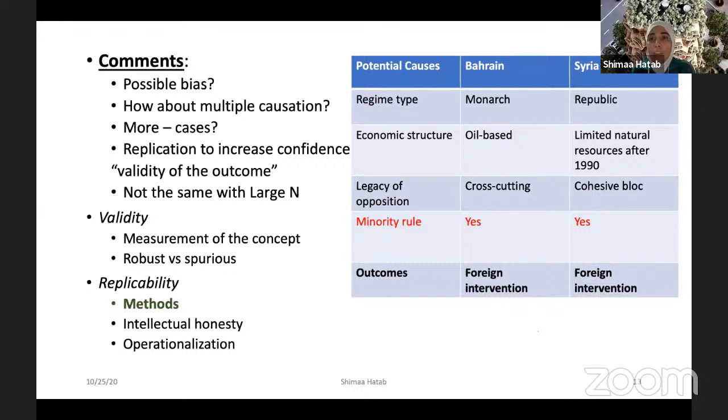Any more questions, guys? Okay, so next week we will start with our theories in comparative politics, and we will start out with rational choice.